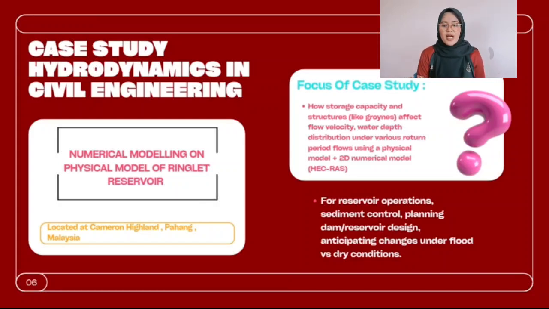In summary, hydrodynamics in Malaysian civil engineering is not just academic. It's crucial for designing dams, levees, drainage systems, reservoirs, and coastal defenses. By understanding how water moves, civil engineers can predict floods, manage sediment, reduce erosion, and protect infrastructure and communities.